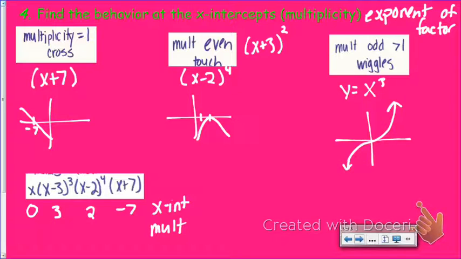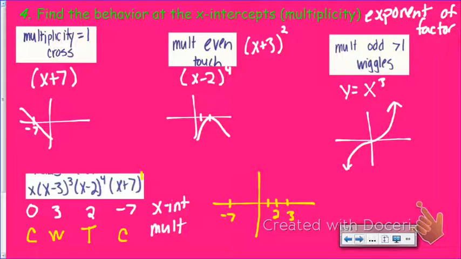So at 0, the multiplicity is 1 because the exponent of that 0 is 1. So since the multiplicity is 1, that means that that 0 is going to cross. At 0, my graph is going to cross through that point. Then I look at the next 0. At 3, I have a multiplicity of 3, which is an odd number, so my graph is going to wiggle at that point. Then my next one is 2. At 2, the multiplicity is 4, and 4 is an even number, so the graph is going to touch at that point. And then the last one, the multiplicity is 1, so the graph is going to cross at that point. So what I'm going to do is I'm going to go ahead and label my x-intercepts. So I have -7, 0, 2, and 3.